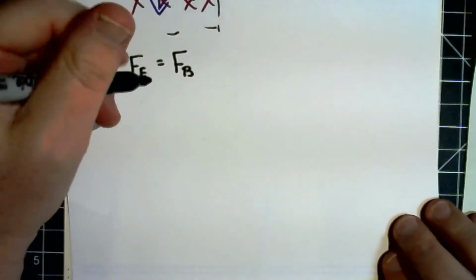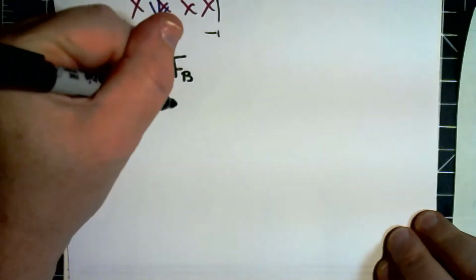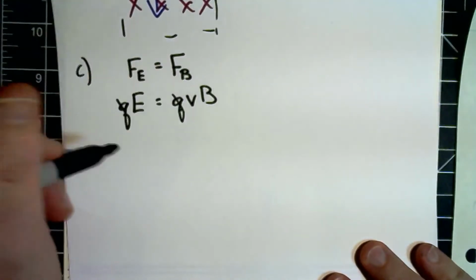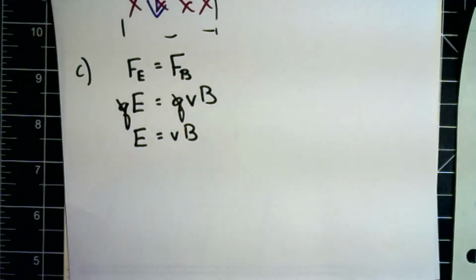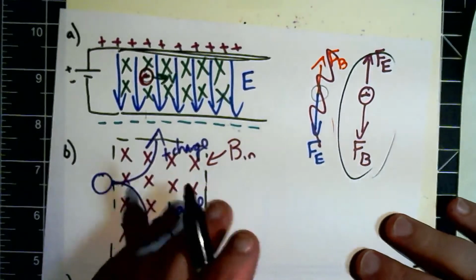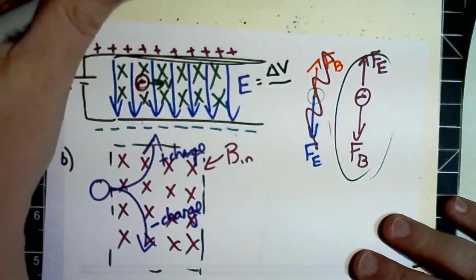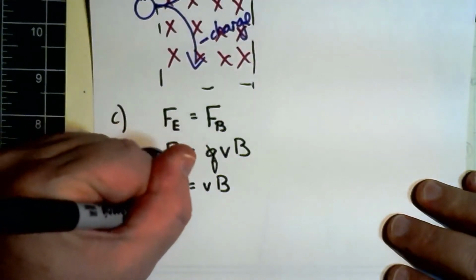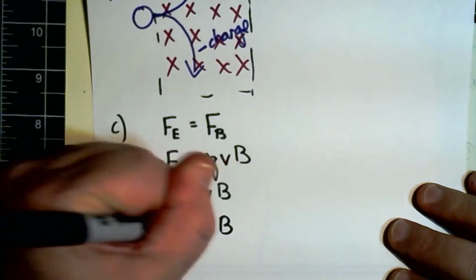Well, the electric force is given by the charge times the electric field. The magnetic force is given by the charge times the velocity of the charge times the strength of the magnetic field. So if you remember, we get this relationship that E is equal to the velocity times B. Now the question is, how do I get voltage? Well, if you look up here, I've got a parallel plate situation that produces this uniform field. And that's a special case where the electric field is just the potential difference, delta V, divided by how far apart the plates are, which is D. So I can replace E with potential difference divided by that plate separation D, and that's going to equal the velocity times the magnetic field.